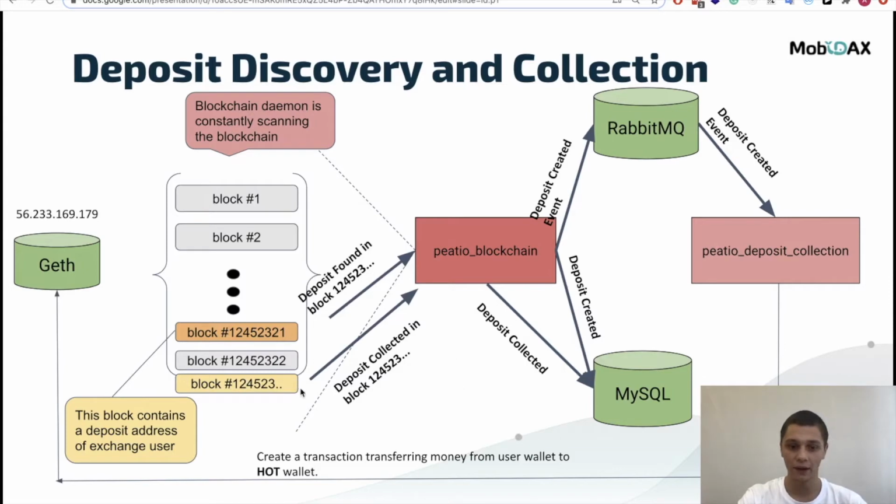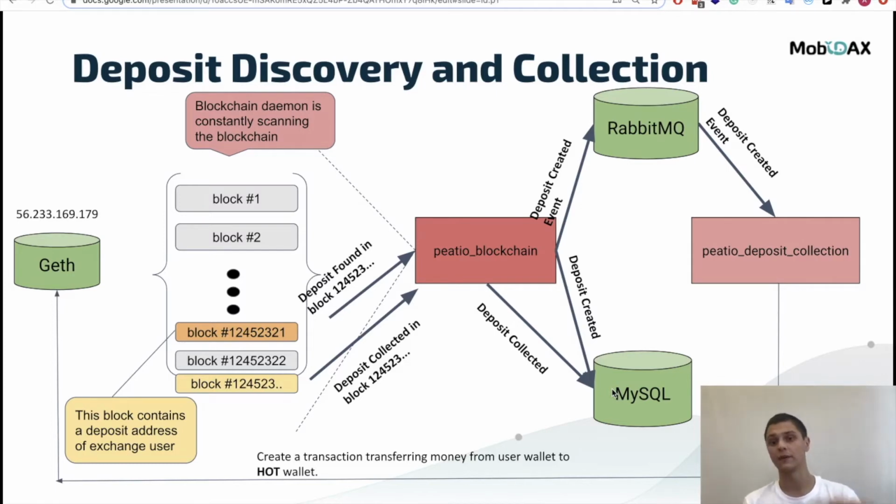And then we have another event generated saying that the deposit was collected to the platform. It is no longer on your personal user wallet. It's already on the hot wallet of the exchange. And then this event is sent again to the Peatio blockchain daemon because it discovered this new block of the deposit being collected. And it changes the state of the deposit.